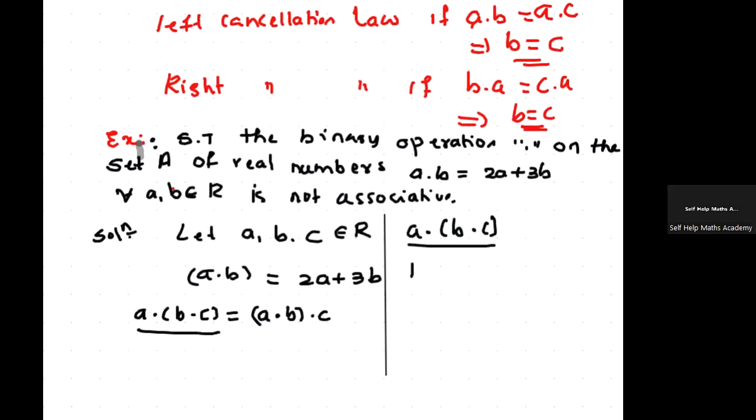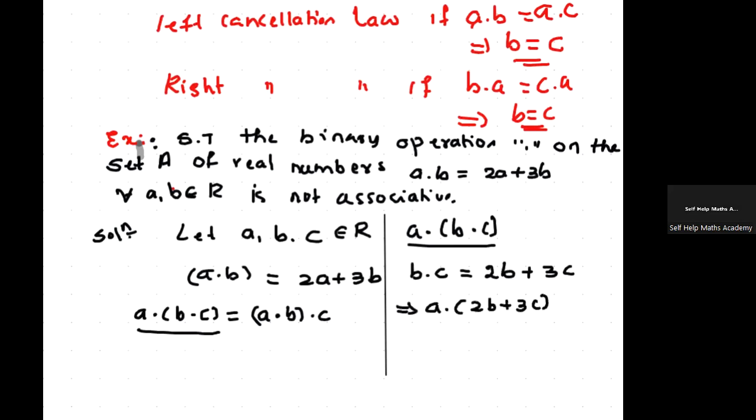So B dot C will be equal to, since our binary operation is defined as, if it is A dot B, then it is 2 times of A plus 3 times of B. Therefore, B dot C will be 2 times of the first element, here the first element is B, plus 3 times of the second element, here the second element is C, 3 times of C. Okay, so this is our B dot C. You can substitute back in this. This will become now A dot (2B plus 3C).